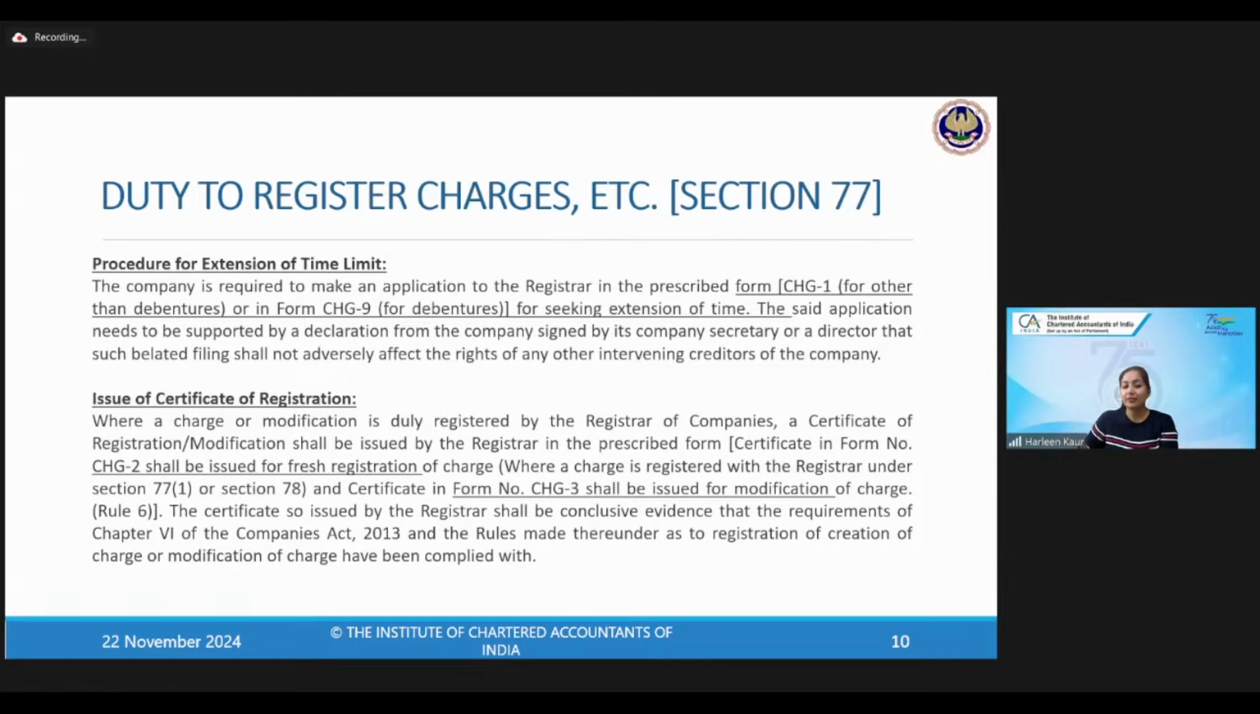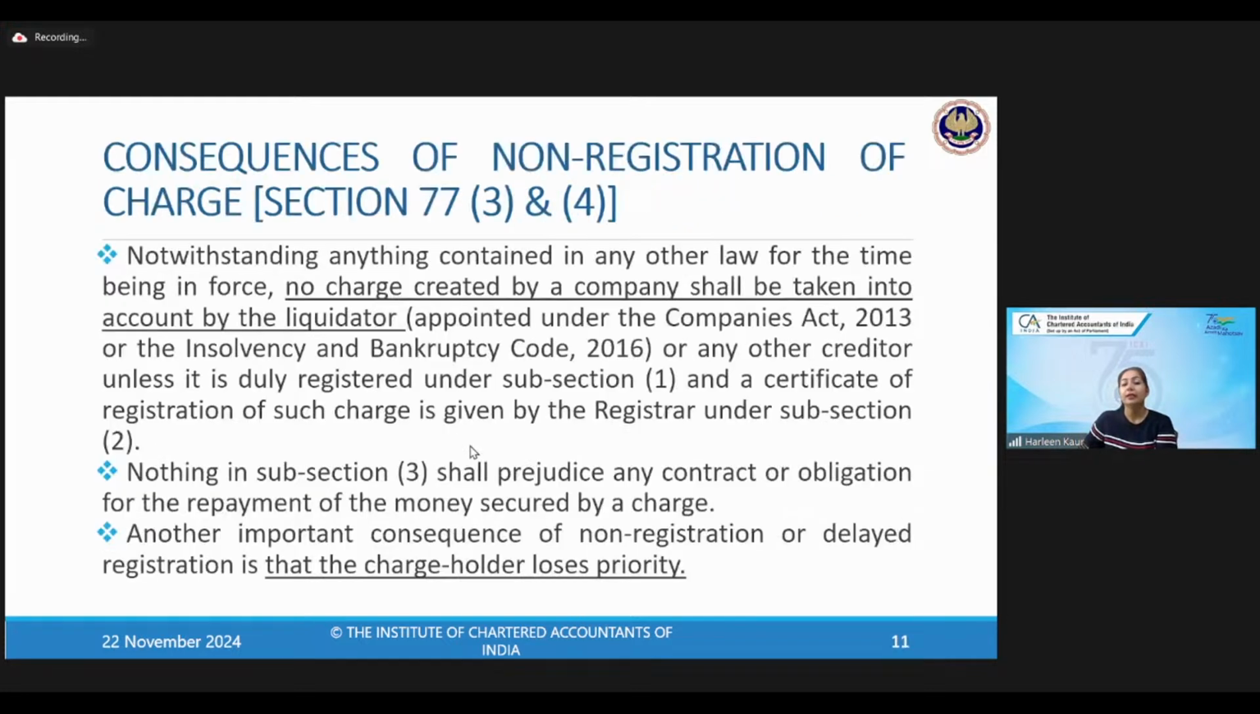So what do section 77 subsection 1 and section 78 talk about? Section 78 we will do later. I have not told you 78 yet. So when we go to 78, you'll understand it.